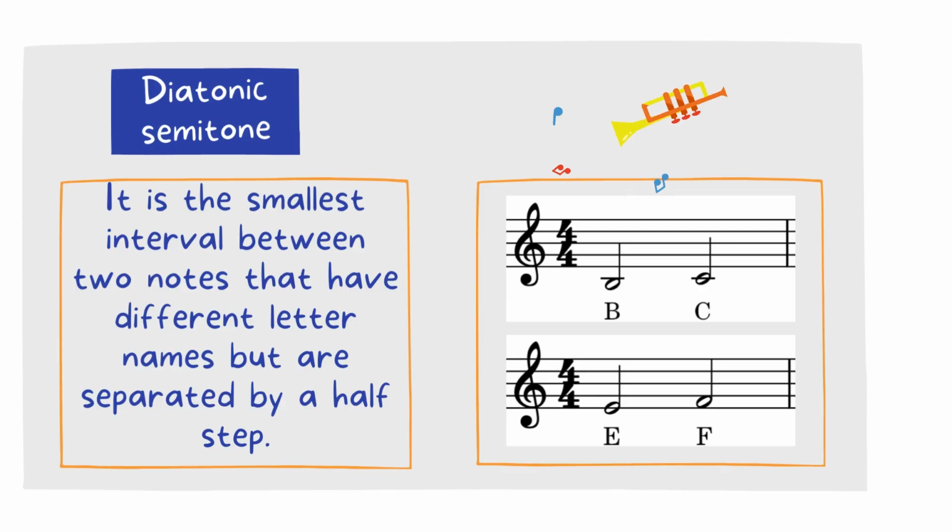Other concepts we should take into account are the diatonic semitone and the chromatic semitone. A diatonic semitone is the smallest interval between 2 notes that have different letter names but are separated by a half step. Listen to the first example of a diatonic semitone. And the second example is E-F.